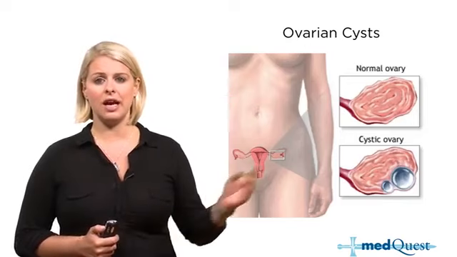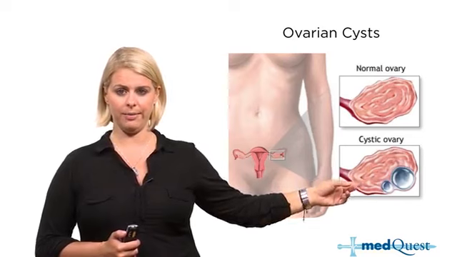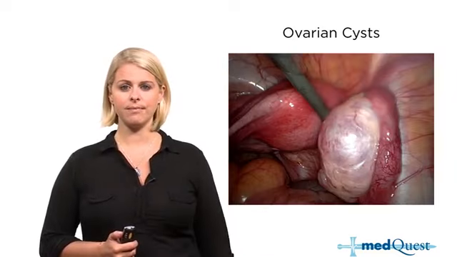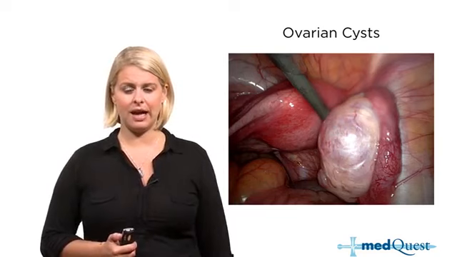Ovarian cysts, you can see your normal ovary here at the top and then your cystic ovary here at the bottom. This is an ovarian cyst seen on laparoscopic.